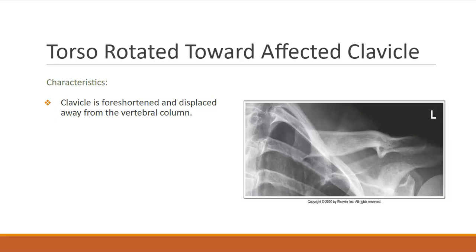Conversely, if the torso is rotated towards the affected clavicle, the medial clavicular end will move away from the vertebral column. This positioning also causes longitudinal foreshortening, but with a different alignment of the anatomic structures. Recognizing these positioning errors is essential for accurate patient positioning and optimal imaging for diagnostic evaluation.